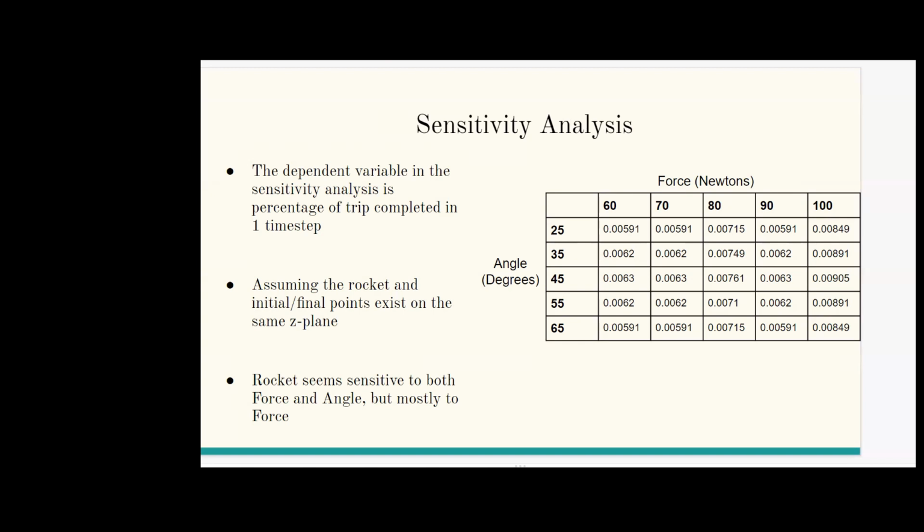On the right, you have in the left column the angle of the thruster, which starts at 45 degrees normally, and then it's in 10-degree increments, 2 above and 2 below. Same with the force, which is normally 80 newtons, but we increased it in increments of 10, 2 above and 2 below. And the dependent variable is the percentage of the trip completed in one time step. We assumed for this analysis that the rocket and its initial and final points are all on the same z-plane, which made the math a little bit simpler, and we believe didn't have appreciable effect on the math.